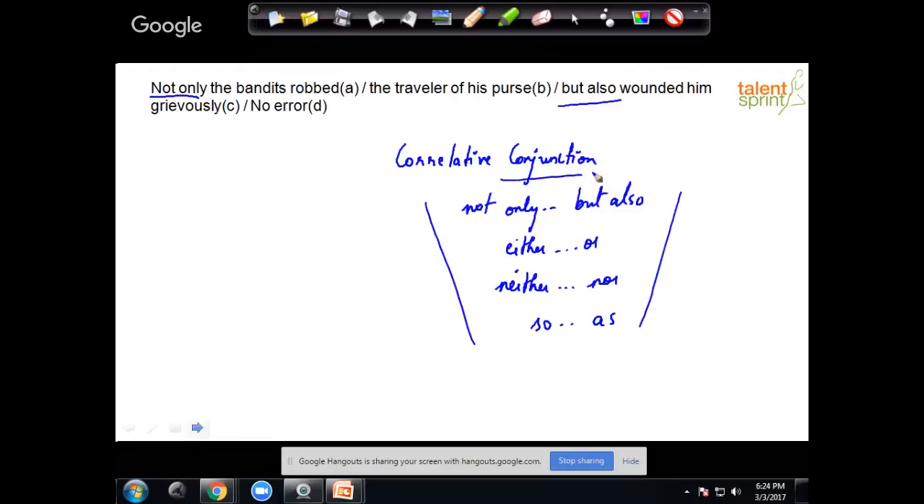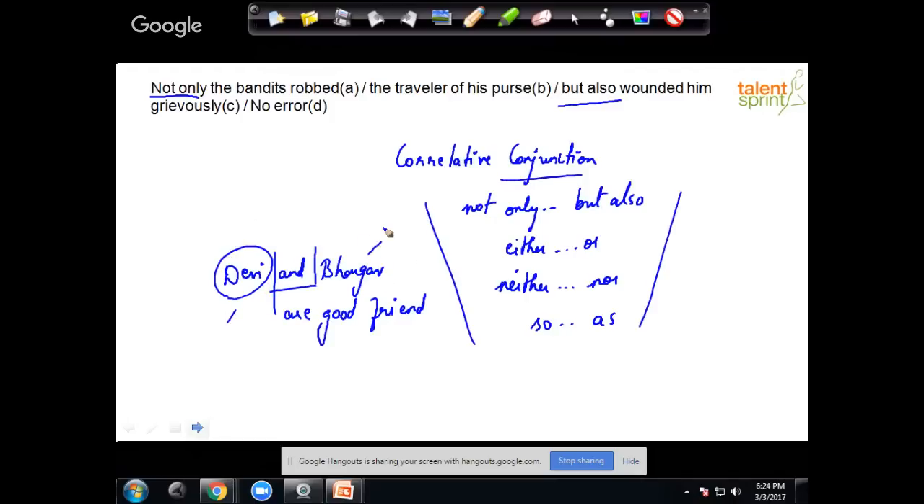Basically, what's the function of a conjunction? It connects two clauses, right? Devi and Bhargav are good friends. Just to give you a quick example, right? So the conjunction here is and. What does it do? It connects Devi, one part of speech, and Bhargav, another part of speech. Both are nouns, right? So that's a function. That's a basic function of a conjunction. So these correlative conjunctions follow a structure.